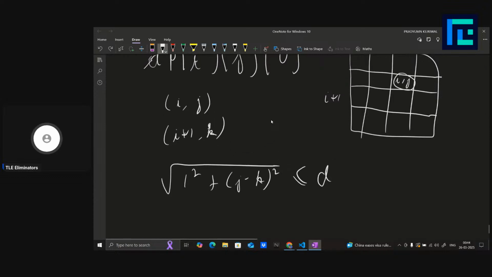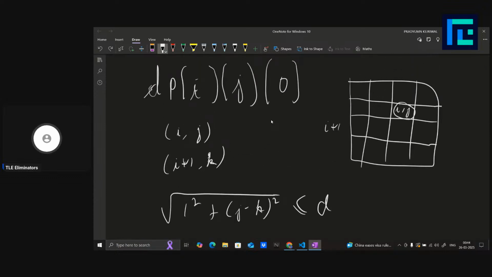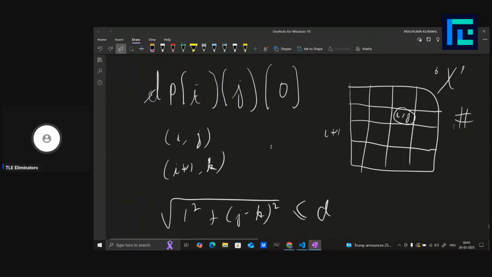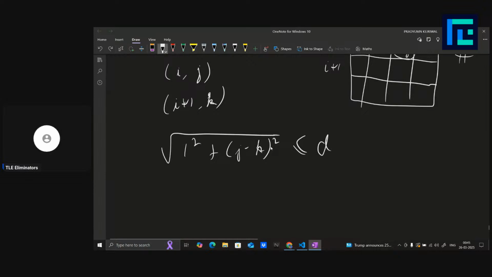Also, i comma j has to be a cross, like there has to be a hold there. If there is a hash there, then the dp is just 0. We cannot move to that state, so the number of paths ending in that state is 0. If it is a cross, then we can transition from i plus 1 comma k to i comma j if and only if this holds.